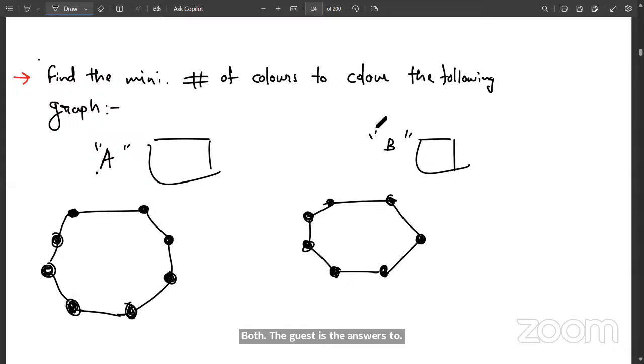Ma'am, for A it is 2, for B it is 3, ma'am. For the B3, first one, what is it? 2. And for the second one, yeah, it is 3.